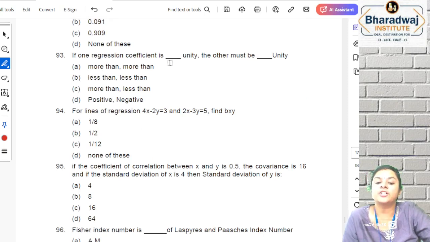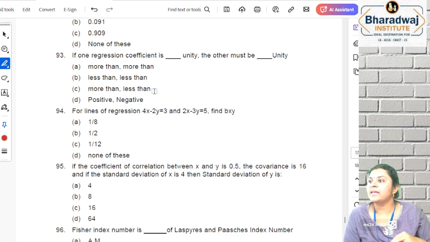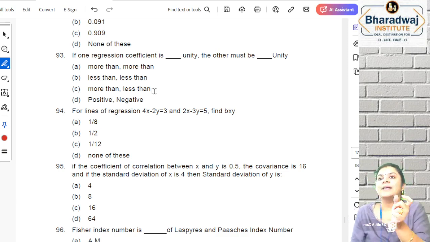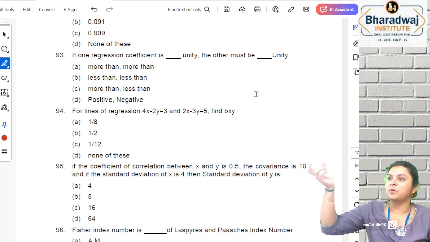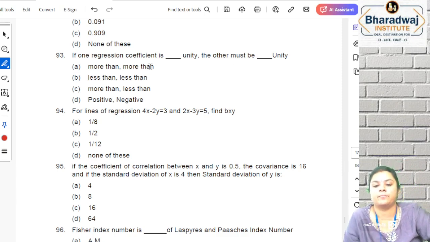93. If one regression coefficient is greater than unity, the other must be less than unity. If one regression coefficient is greater than 1, the other value has to be less than 1, because the product, r squared, which is bxy into byx, should be less than 1. So if one value is more than 1, the other value has to be less than 1.